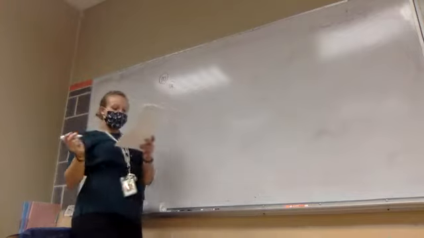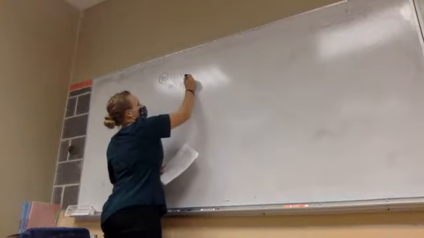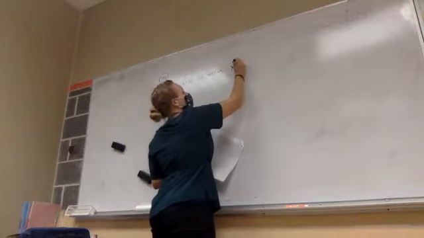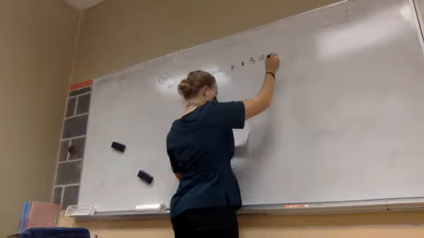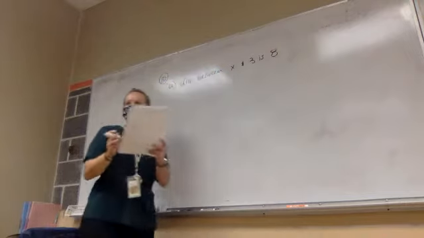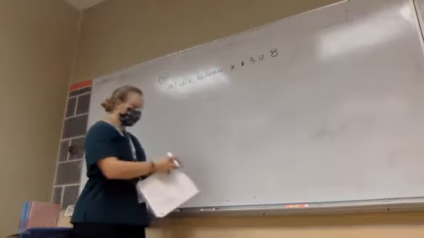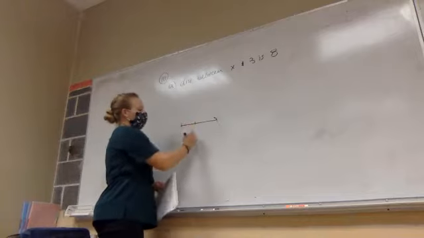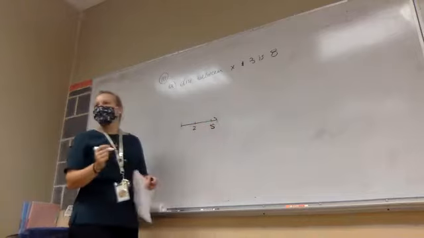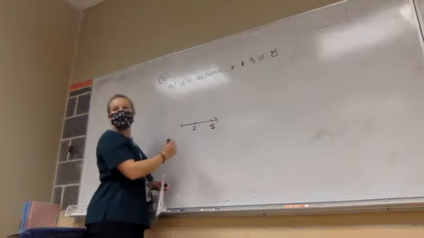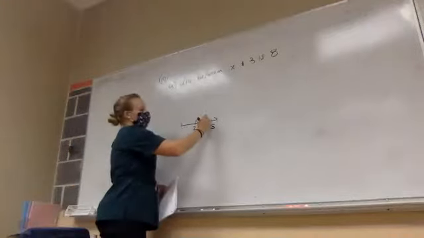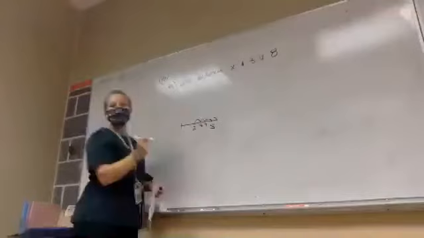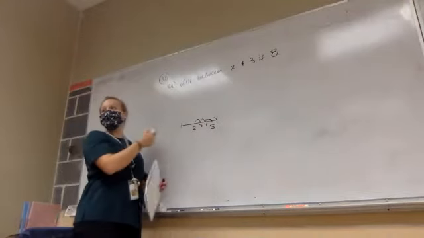Letter A says the distance between x and 3 is 8. Okay, we're going to break that down. Absolute value refers to distance. If I have a number line and I'm looking at 2 to 5, what's my distance from 2 to 5? 1, 2, 3. 3 little spots.